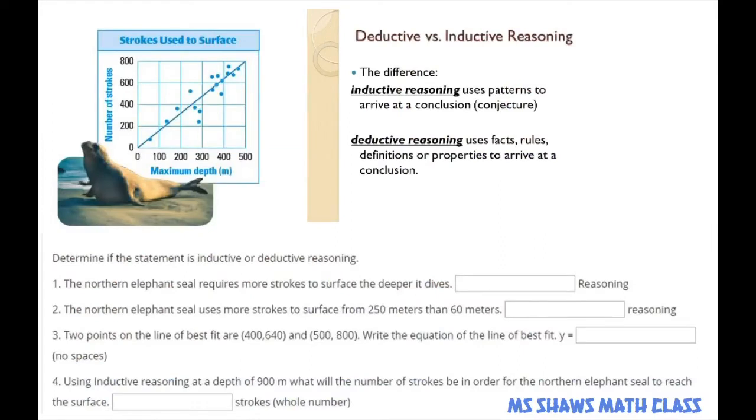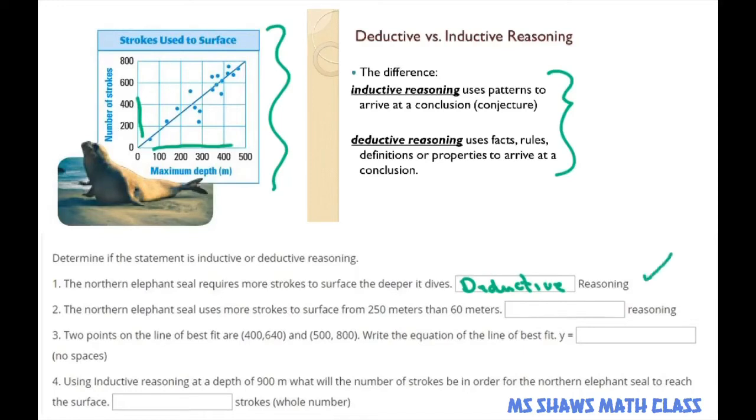And then we have some examples here. We have this scatter plot and some more definitions of deductive versus inductive reasoning. It says the northern elephant seal requires more strokes to surface the deeper it dives. So it's more strokes the deeper it dives up here. So that's deductive reasoning. We're just looking at the facts. The northern elephant seal uses more strokes to surface from 250 meters than 60 meters. So yes, it does, because based off of this, it's more specific, but you're still looking at the facts here.